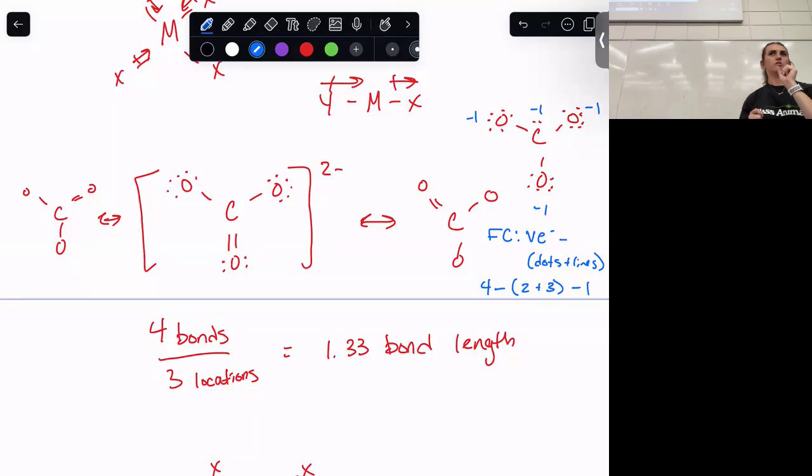Does that make sense? Did you just put brackets around one of them to show it, or do you only need brackets? I just showed it as a possible choice, and then I showed the resonance structures on the side.